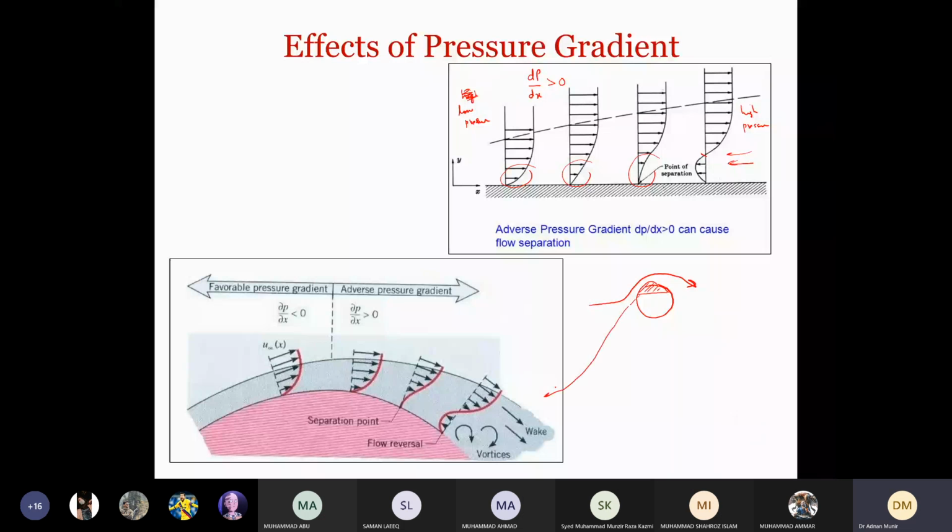Now you can clearly see the incoming flow here, incoming flow in this direction. This is the favorable pressure gradient, when ∂p/∂x is less than 0, and this is the boundary layer thickness. As we move along the surface of the cylinder, you can see that ∂p/∂x increases, and as a result the flow decelerates.